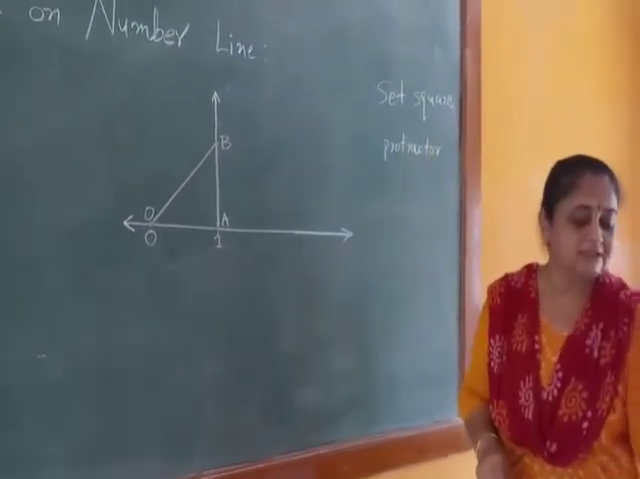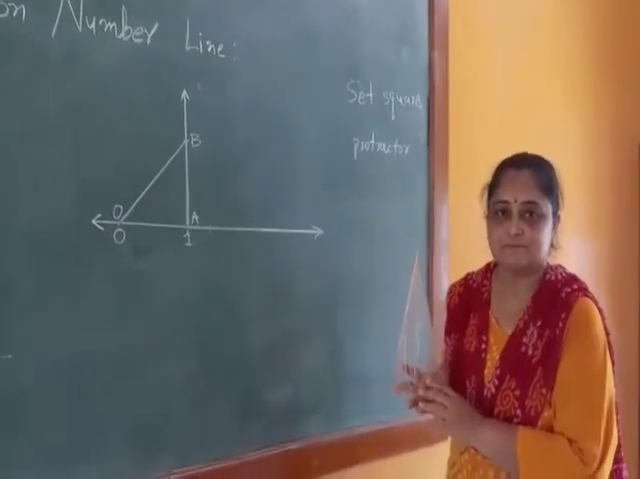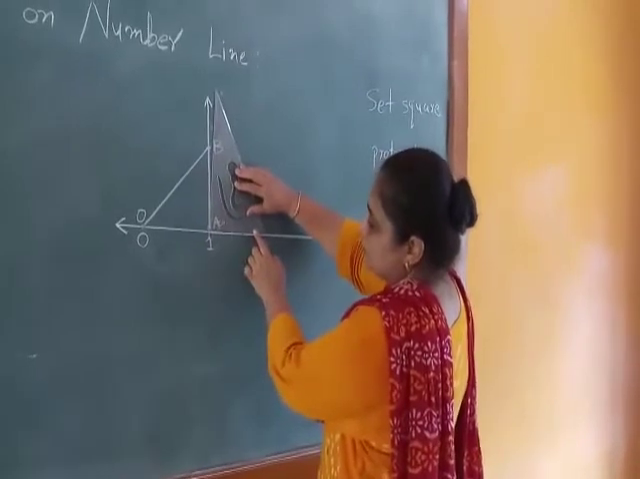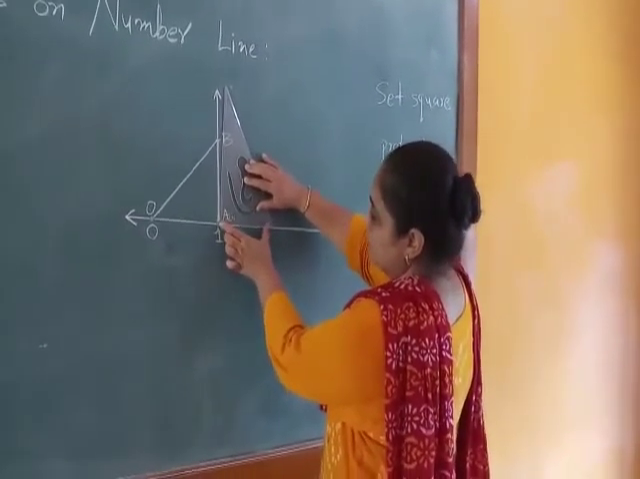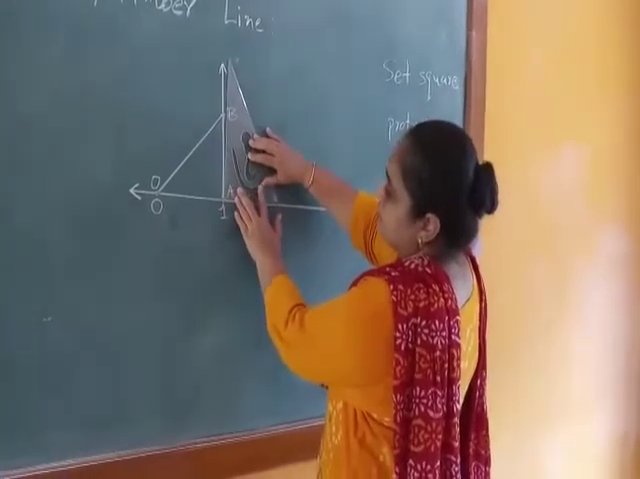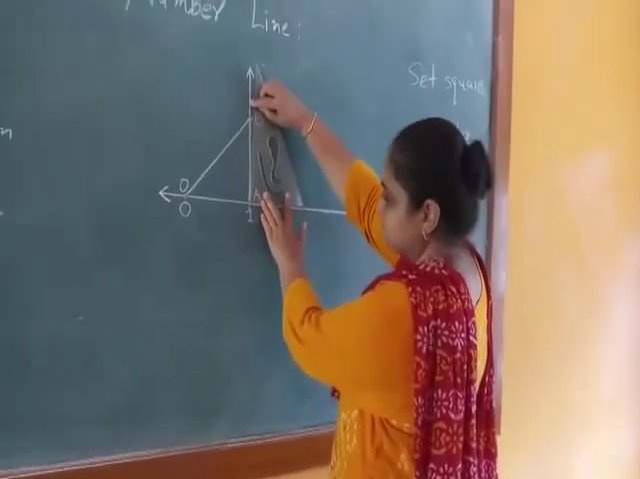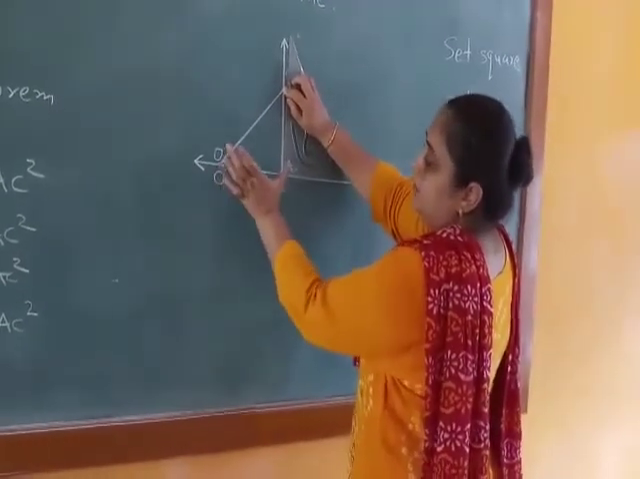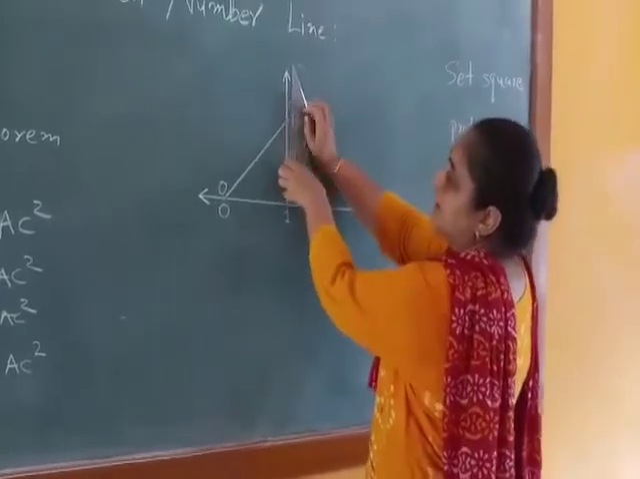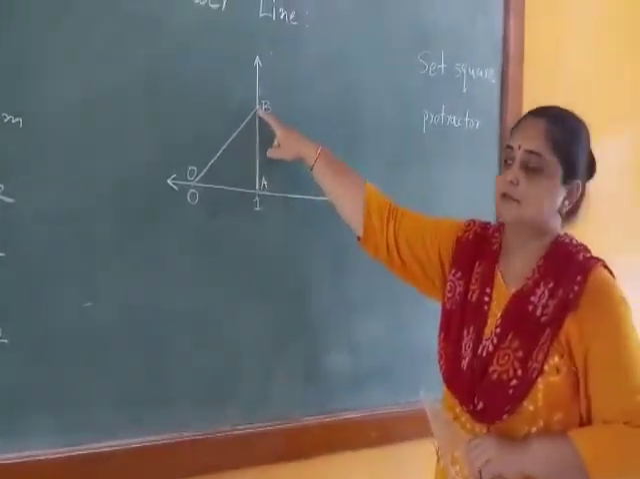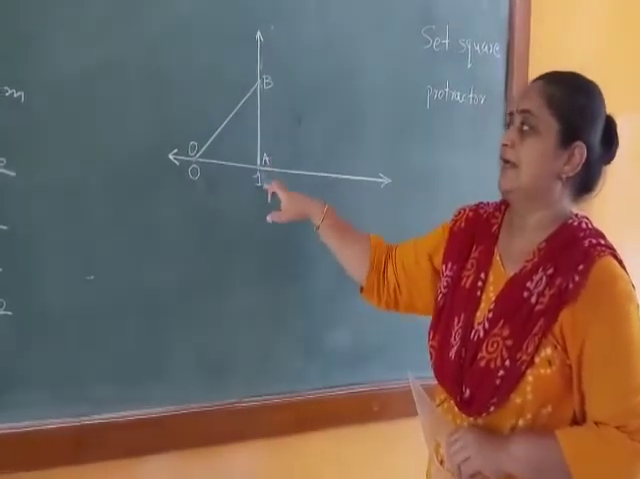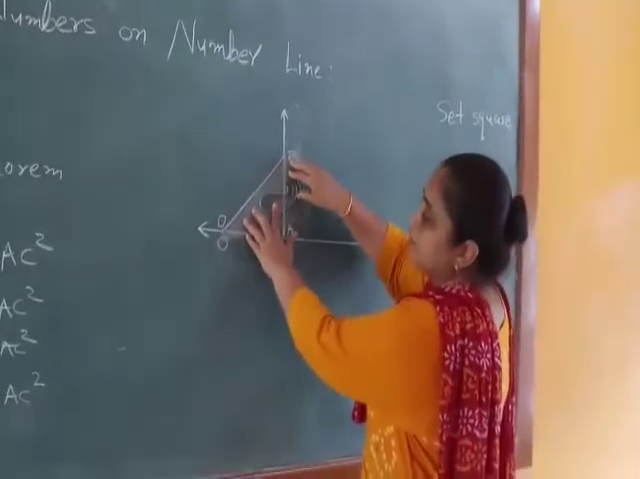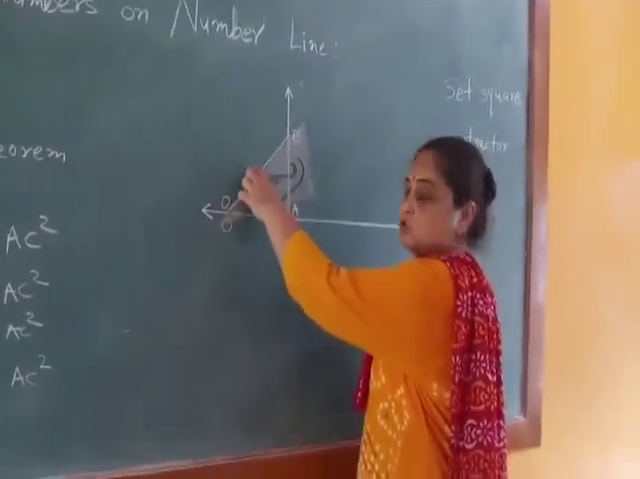Or another method is this type of set square. You can put your set square here. This horizontal edge is properly put at 1 unit and then draw one straight line, and here you can take 1 unit as OA. The OA measurement is 1 unit and that point is B. So OA is 1 and AB is also 1. Then join OB. So you have this hypotenuse OB as root 2.